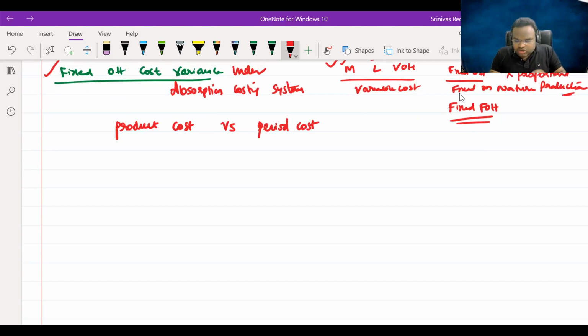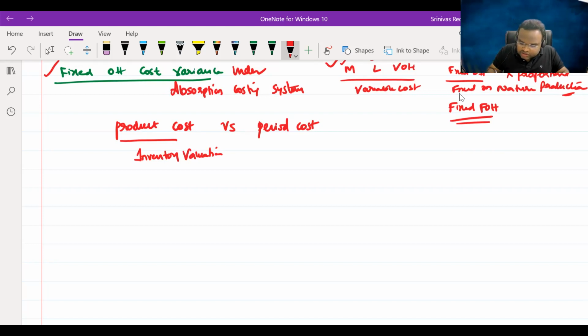So what is meant by product cost? What is meant by period cost? We might have discussed this in chapter number 1, but I wanted to reiterate it in this topic. Product cost is those costs which are included for inventory valuation, or those costs which are required to produce a product. In simple terms, those costs which are included in the calculation of inventory valuation. What is meant by inventory? Refer to our accounting standard: inventory includes raw material, work in progress, and finished products.